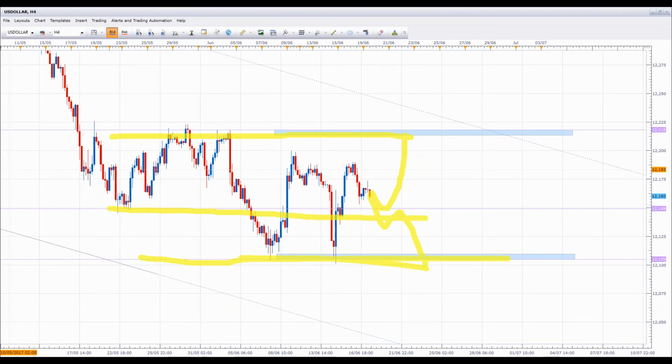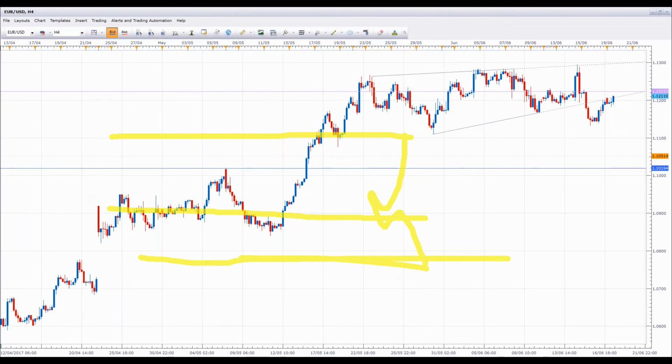So we can now have a look at the first currency pair that we're going to be looking at for this week. It is the Euro US dollar.